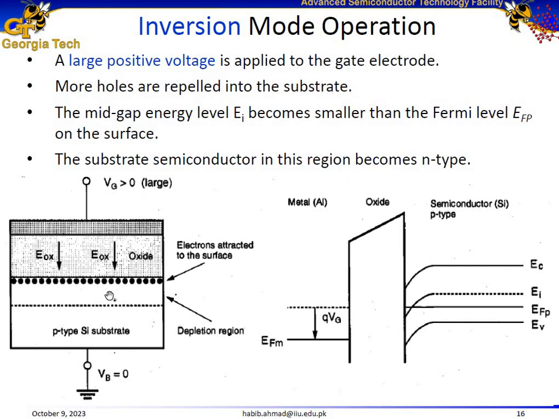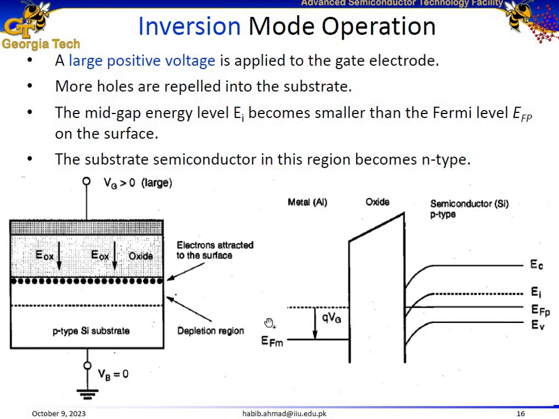Similarly, since this is a positive potential, it will repel holes as well from this region which is close to the surface. So it's going to introduce a depletion of holes in this region and an accumulation of electrons, which is called inversion as well, because the substrate is p-type, but at the surface we have excess of electrons. So that's why it's called the inversion mode of operation. We can see the same effect in the metal oxide semiconductor as well. We are applying a large positive potential to the metal oxide semiconductor.